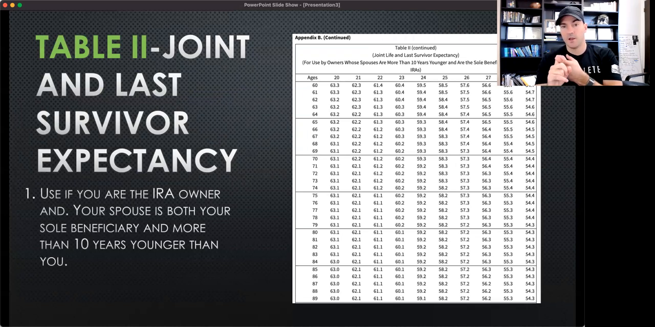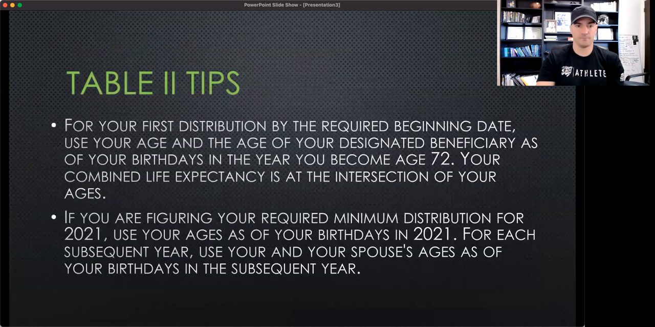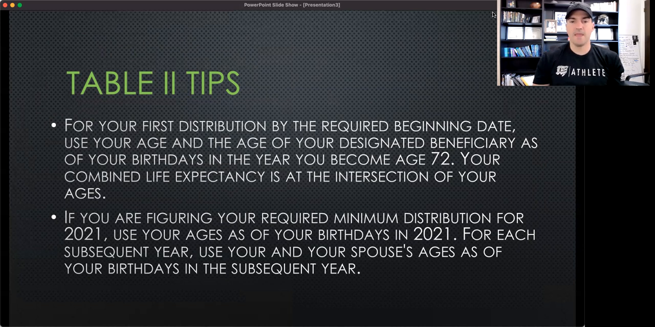You are required to take an RMD. Your spouse is the sole beneficiary and more than 10 years younger than you. You've got to use this table. Okay. A couple of tips for your first distribution by the required beginning date. Use your age and the age of your designated beneficiary as of your birthday in the year you become age 72. Your combined life expectancy is at the intersection of your ages. If you are figuring your required minimum distribution for 2021, use your ages as of your birthdays in 2021. For each subsequent year, use your and your spouse's ages as of your birthdays in the subsequent years.